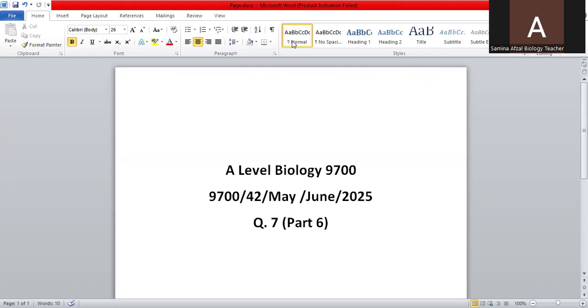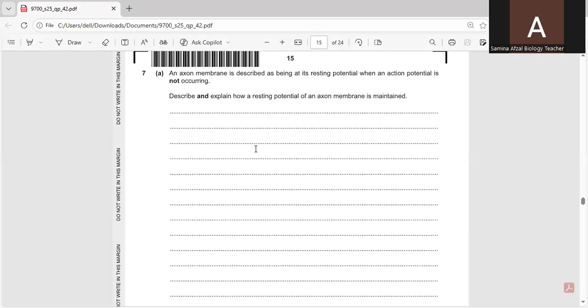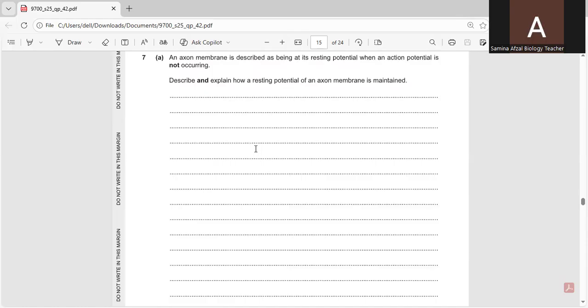Question number 7 says an axon membrane is described as being at its resting potential when an action potential is not occurring. Describe and explain how the resting potential of an axon membrane is maintained.